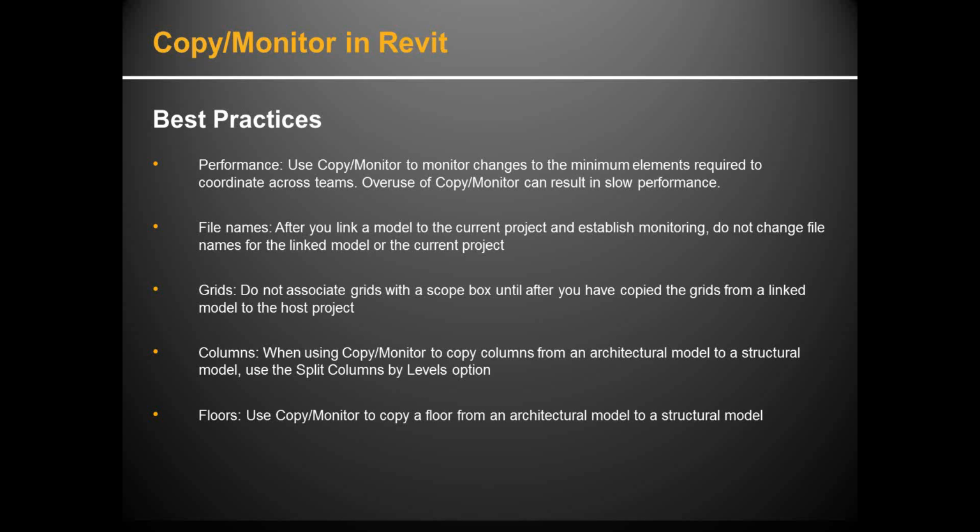Use copy monitor. Don't overuse copy monitor. Levels, grid lines, great. For the MEP fixtures, it's very useful. And you may even choose to stop monitoring once you've got the MEP fixtures copied in. If you do too much, just copy monitor everything, every wall, every slab, every floor, it can slow down Revit. The second thing is just once you've gotten to this phase, keep the file names consistent. Keep the file names the same, or else it'll break Revit.